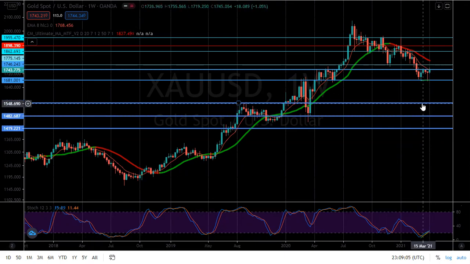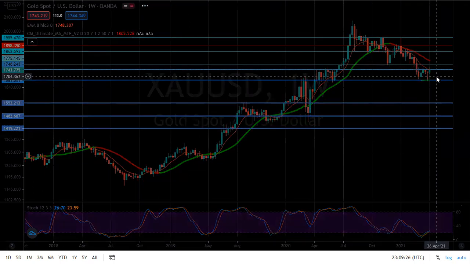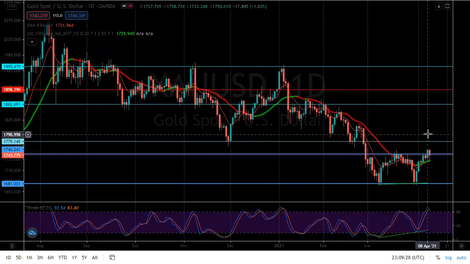But I was looking forward to seeing price break and close above the 1755.56 handle or area. And we got there, but we didn't get the close above it. So I'll be looking forward to seeing some bearishness again with this pair. Let's look at the daily time frame quickly.